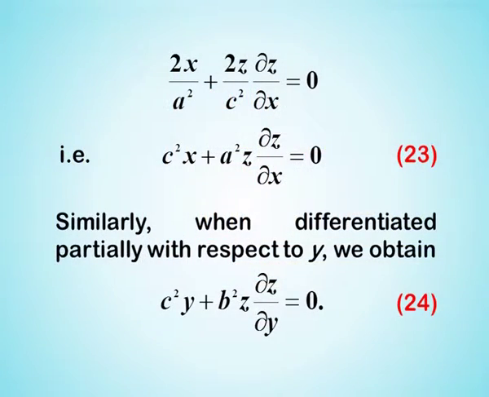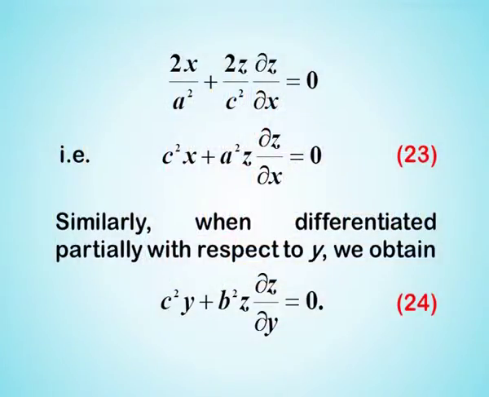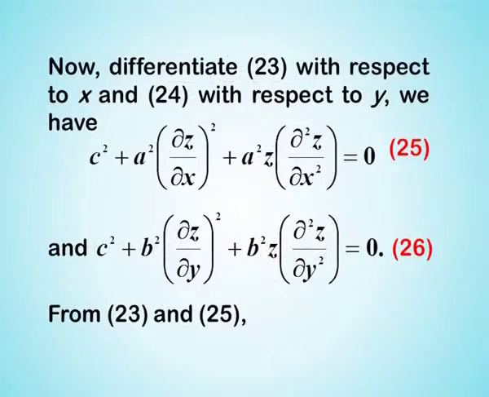What we get is this: 2x upon a square, because it was x square upon a square, so we get this. y is constant, so y square upon b square goes to 0. And then we have the z term, which comes with dz/dx. We rearrange, simplify, and get the 23rd equation. Similarly, we do with respect to y, but remember, keep x constant and z as a function of y, and we get 24. Now differentiate 23 with respect to x and 24 with respect to y. So we get 25 and 26.